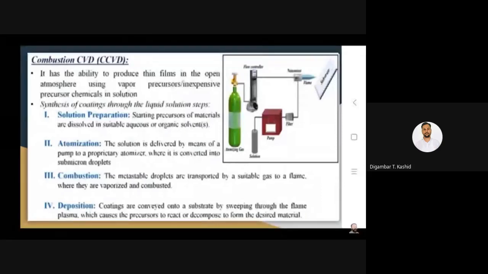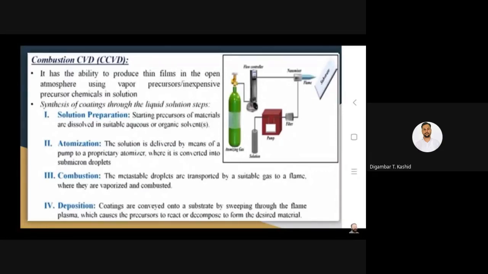Through these gases, the solutions in liquid form are converted into small bubble form and directed towards the film structure. Then it gives a certain kind of combustion at that particular junction, and that film falls onto the substrate and makes a certain kind of coating over there.